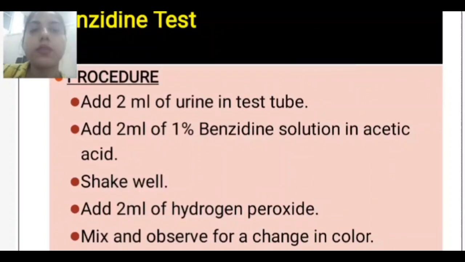Now there is a procedure for the benzidine test. Firstly, we have to add 2 ml of urine in a test tube. Then we have to add 2 ml of 1% benzidine solution in acetic acid. Shake it well. Add 2 ml of hydrogen peroxide. Mix it and observe for the change in color. Positive result will be green or blue color. If the solution gets green or blue color, it could be hematuria. That means there is the presence of hemoglobin in the urine sample.